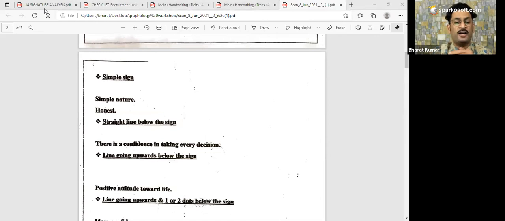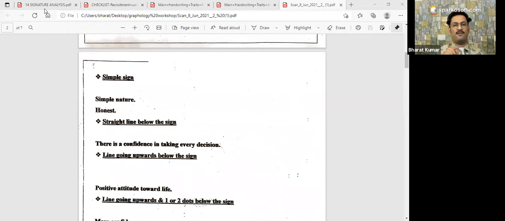Yeah, if it is going upward, it is a positive sign. It should not go downward, we know. Okay. Now, if you have a line going upward below the signature, how many of you have this line moving in the upward direction? Yes, Harpreet, Meenu, yes, Charu. So then you have positivity and a positive attitude towards your life.